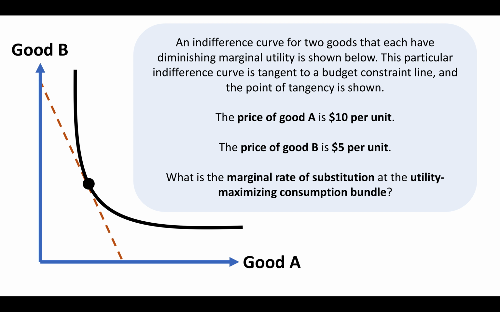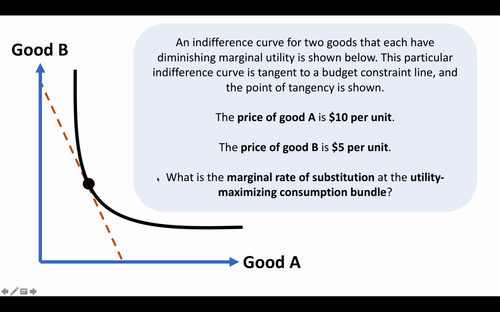So what I've done here is I've drawn a utility curve for two goods, both of which have diminishing marginal utility, and that's why they're sloped this way. And I've drawn this budget constraint line here. So this is your budget set down here. These are all of the bundles that you can afford, underneath this budget constraint line.